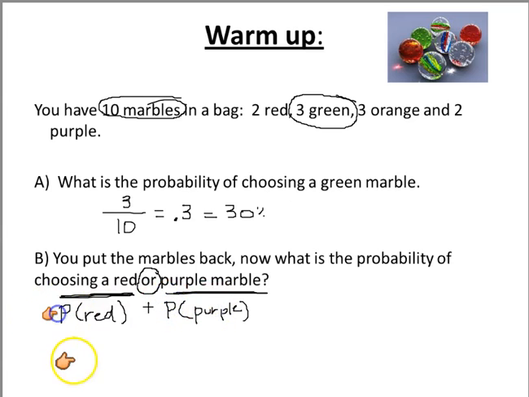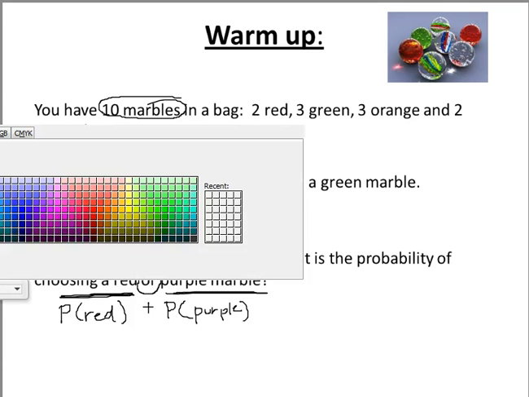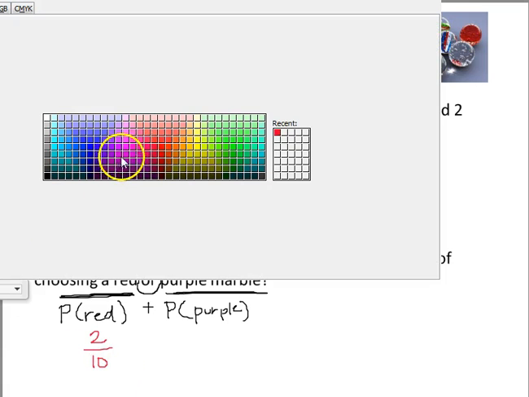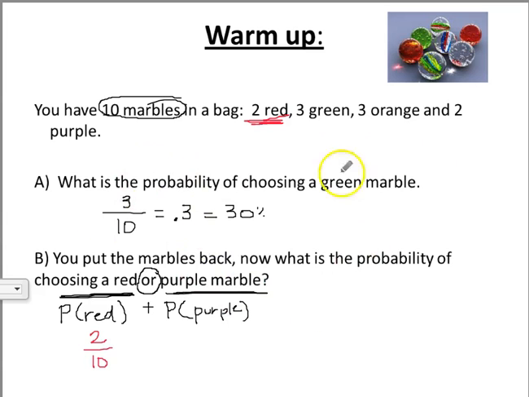So this is how we're going to tackle this problem. First, we're going to find the probability of just reaching in and grabbing a red marble. What would that probability be? Well, we have how many red marbles in that bag? We have 2 red, and there's a total of 10. So the probability of just choosing a red marble would be 2 out of 10. We're going to do the same thing for purple. What's the probability of choosing a purple? Well, there's 2 purple marbles, so 2 out of 10.